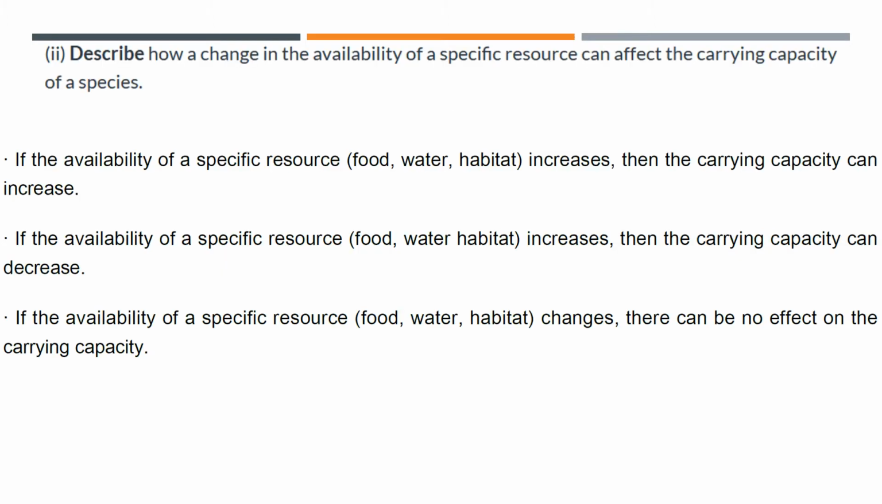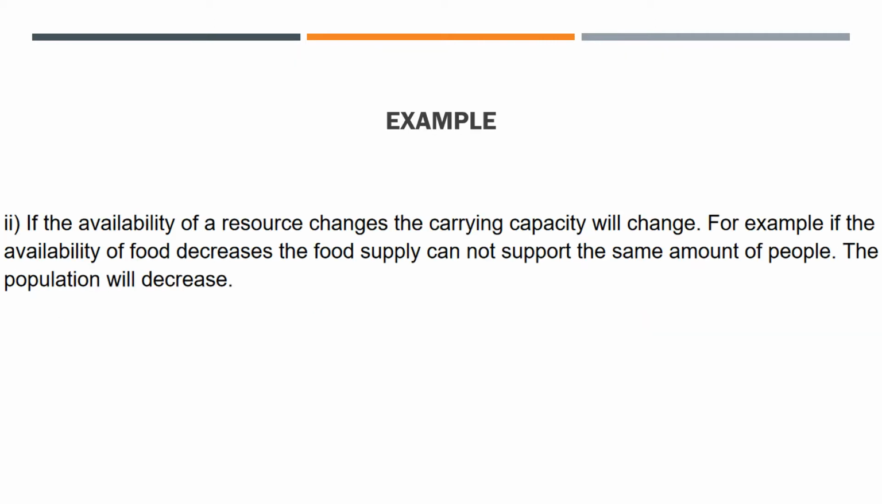Answers for number 2. It's just saying that if the availability of a specific resource increases, then the carrying capacity increases. If it decreases, then the carrying capacity decreases. So a good student's response: if the availability of a resource changes, the carrying capacity will change. For example, if the availability of food decreases, the food supply cannot support the same amount of people, the population will decrease.